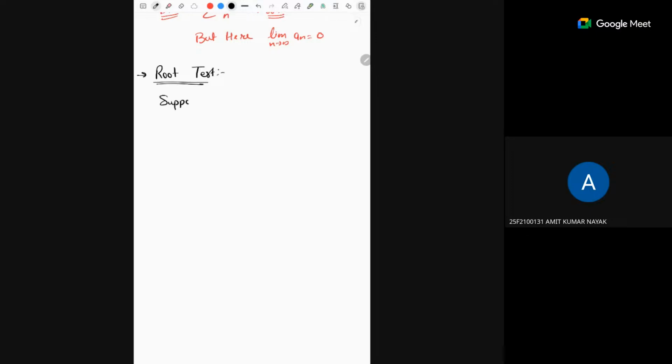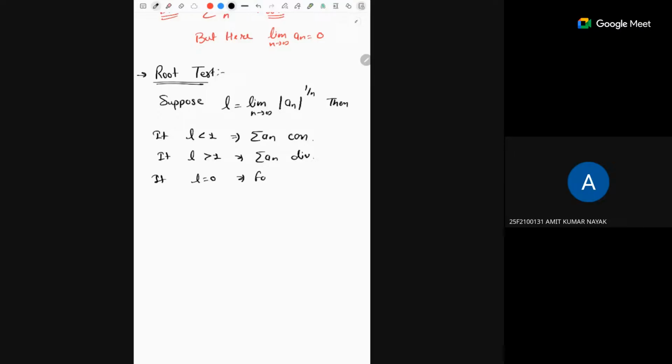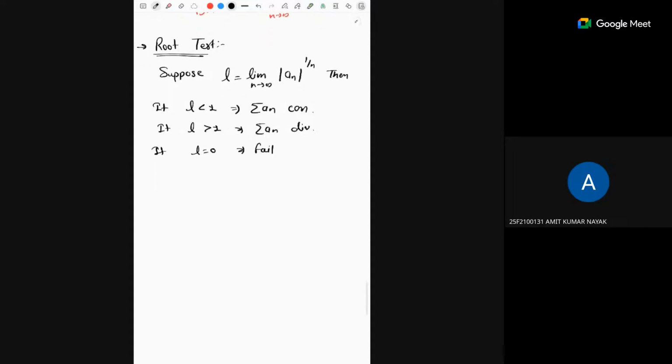So here you will compute the value L. L is the limit as n goes to infinity of the modulus of an to the power 1 by n, and again we are talking about the series summation an. Depending on the value of L, we conclude whether the series converges or diverges. If L is strictly less than 1, then the summation of an converges. If L is strictly greater than 1, then the summation of an diverges. And if L is equal to 1, then this test actually fails. You cannot conclude anything; no conclusion. This is the root test we have to apply. Now let's have an example for that.